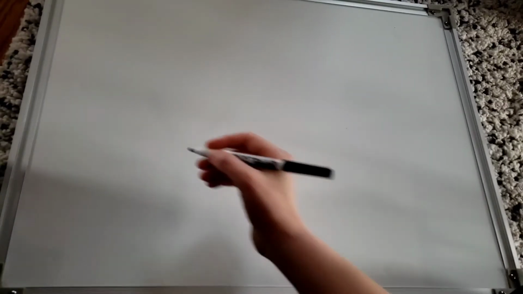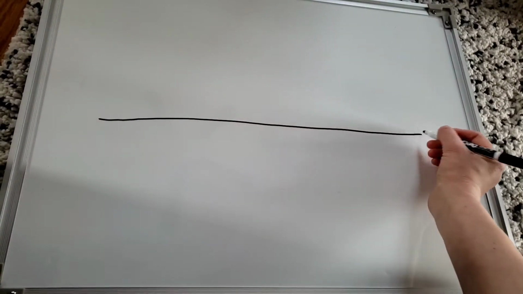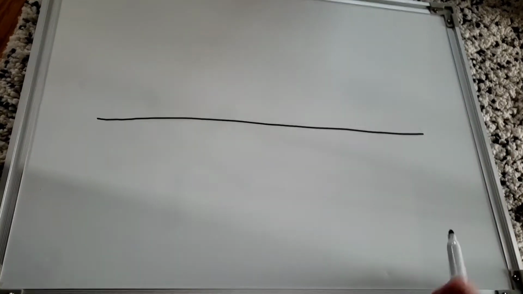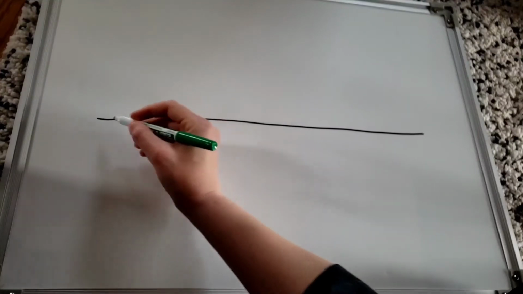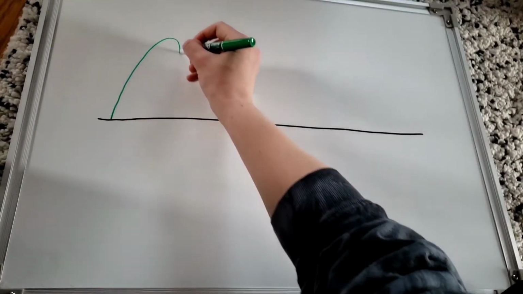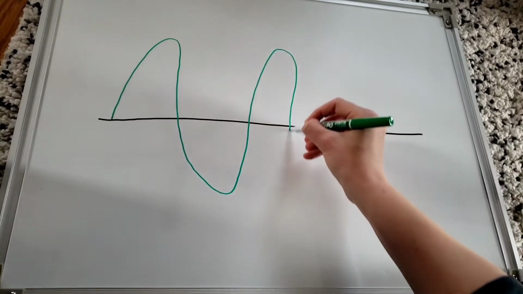Today we're going to be exploring what are waves. So first, we're going to start talking about the parts of a wave. A wave has several parts that occur all along its path.